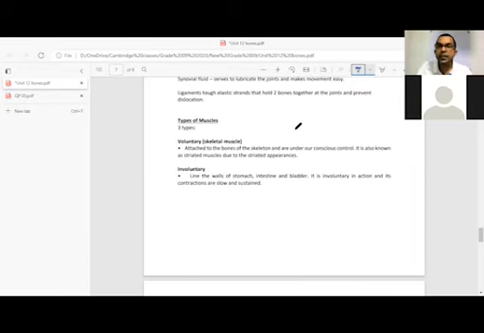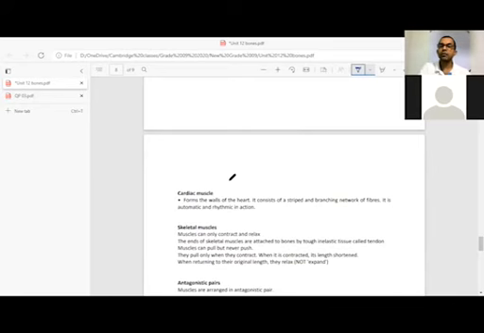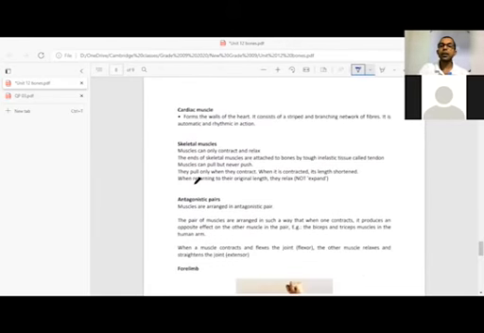Another type of muscle is the cardiac muscle, which is limited to our heart. Cardiac muscles can only be seen in our heart. They help the rhythmic action of our heart, an automatic action.